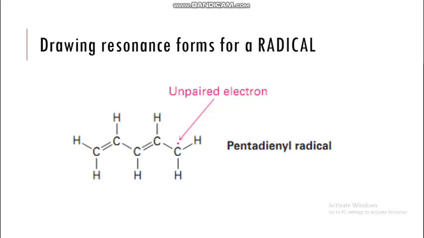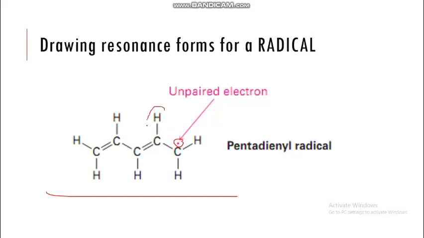So now let's learn how to draw the resonance forms for a radical. A radical is a substance that contains a single or unpaired electron on one of its orbitals in the valence shell. So this is an example of a radical, the pentadienyl radical. In drawing the resonance form for a radical, we should first find the three atom groupings that contain a multiple bond next to an atom with a p orbital.